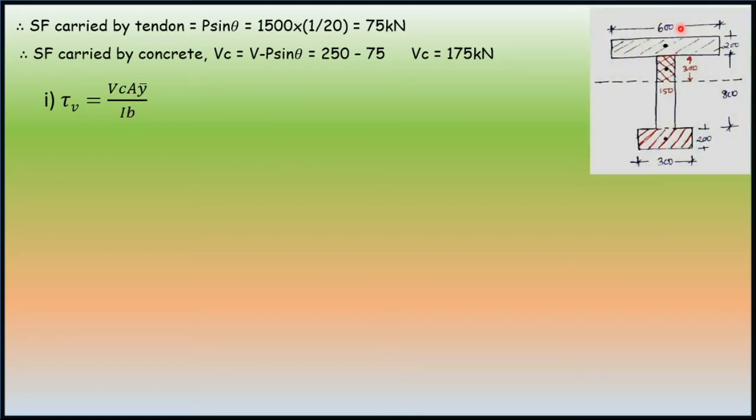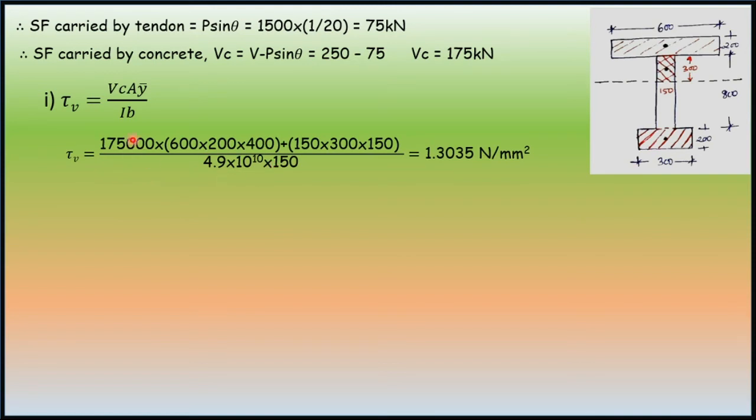So looking into this part of the figure, we have to calculate the tau v. So calculating the Vc and tau v for the uppermost junction. As I have not shown this in the previous problem, here you are able to see it clearly. 600 into 200, 600 into 200. So this distance is 300 plus this 100, a total of 400.